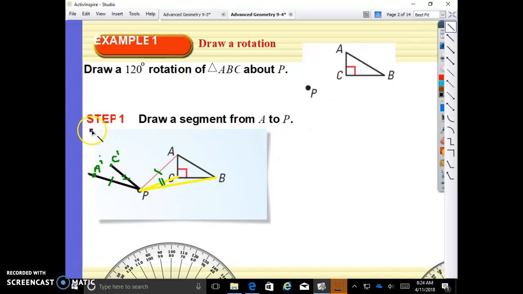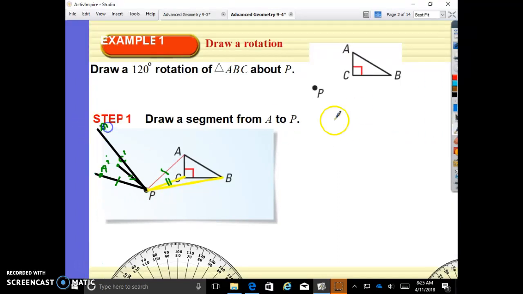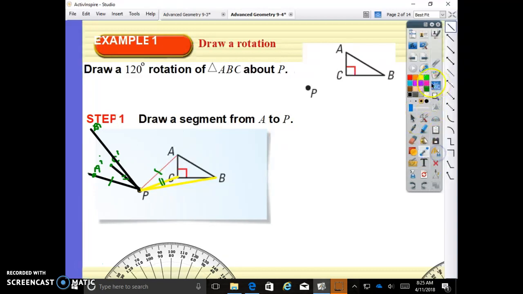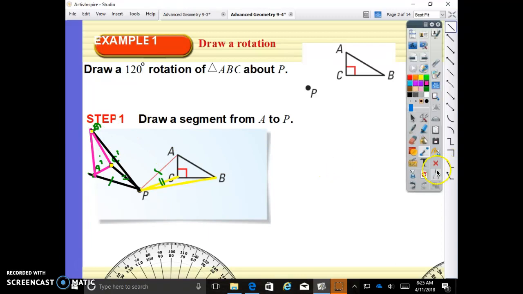Where did I put my dot? It's up here. And we're going to our P. This distance here should be the same thing as from P to B, and P to our B prime should be the same distance, just rotated 120 degrees counterclockwise. Now to connect our new image shape, I'm just going to connect my A prime to my C prime, my B prime to my A prime, and to my C prime. And this is our triangle after a 120-degree rotation counterclockwise about point P.